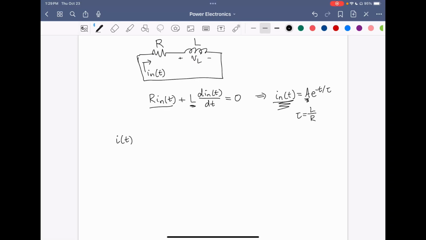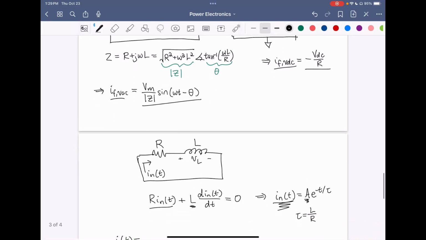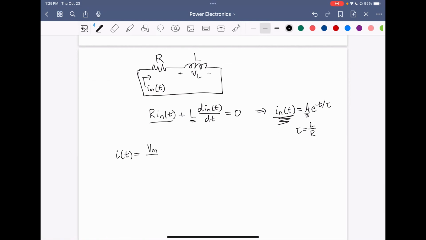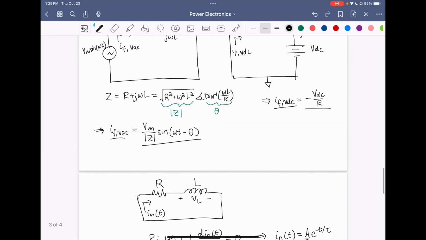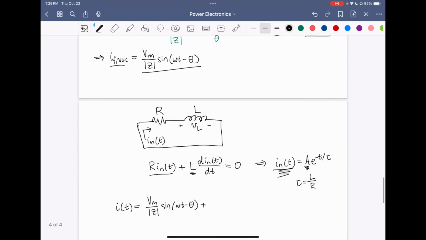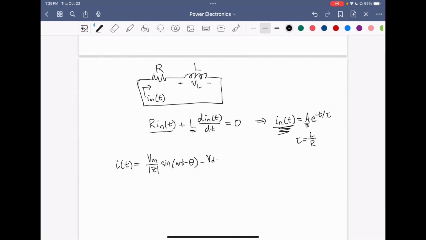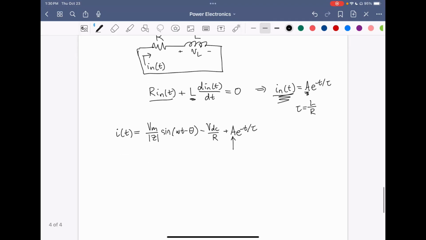So I of t equals I_F, and I_F is made up of two parts as well. So we're going to have Vm over |Z| sine omega t minus theta, the forced response due to the AC source, plus the forced response from the DC source, which is minus VDC over R, and then plus the natural response, which is A e to the negative t over tau. So this is our expression for the current. Now we still need to find what the value of A is. And we can do that in this way.